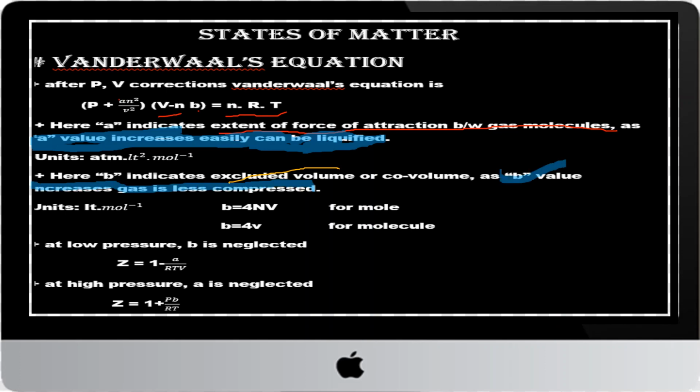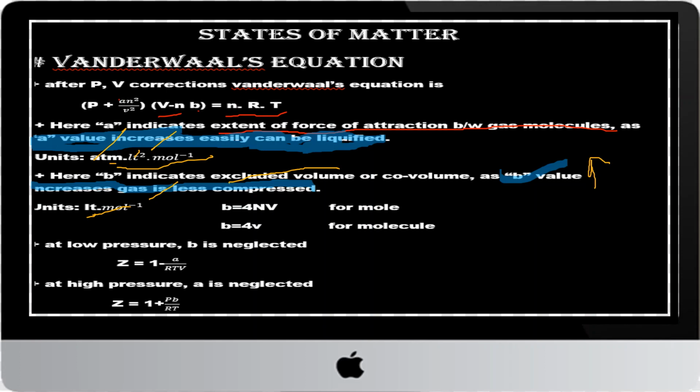If the B value is increased, then the gas is less compressed. Based on these two lines, we find many previous years' questions. Here the units for A are atmosphere liter square mole inverse, and for B liter mole inverse. This is the difference between the units of A and B.